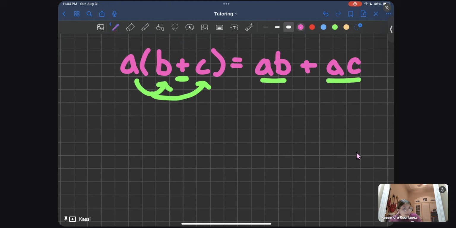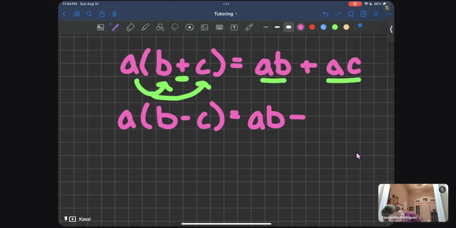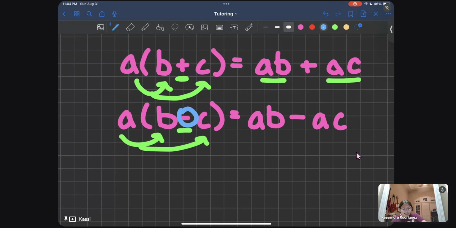Now this property also applies when there's subtraction. So A times (B minus C) equals A times B minus A times C, right? Same thing here: A times B minus A times C. Huge thing: please never forget your little symbols here in the middle, and please don't ever lose them. It'll not be the funnest.